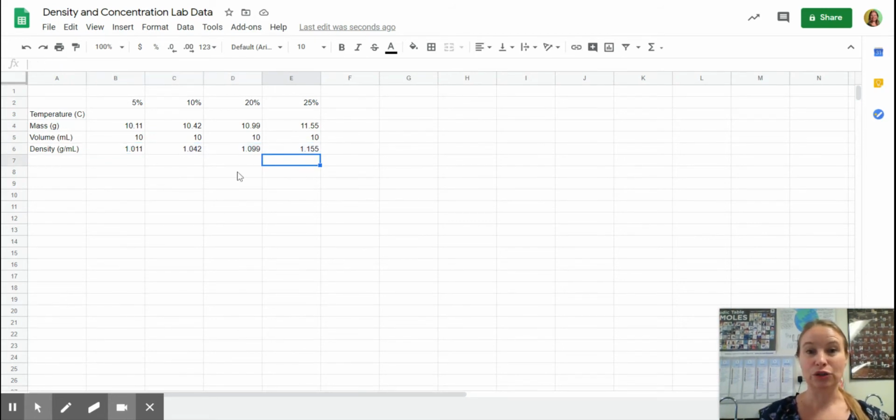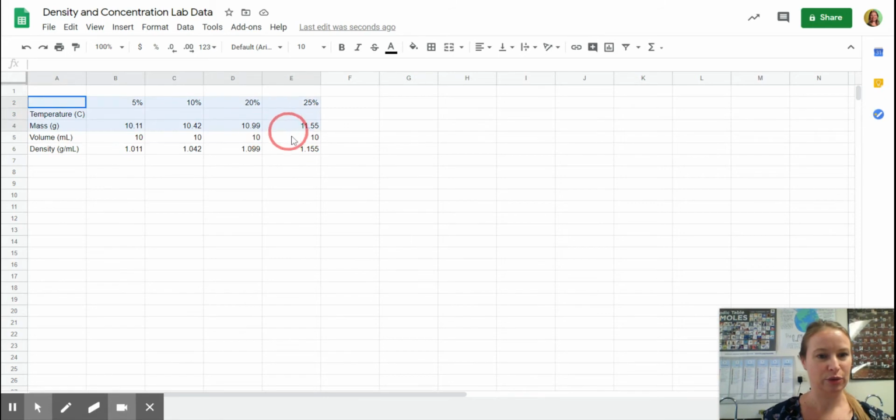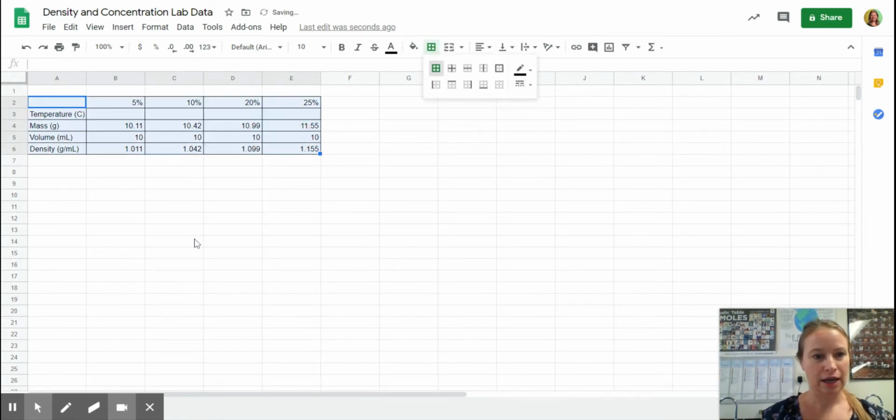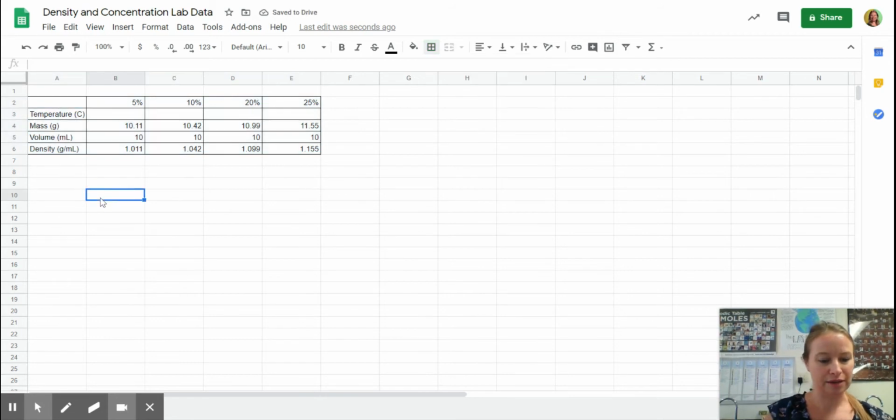Okay, we need to graph this data for the last part of the procedure. And we want, on the x-axis, the one that we are manipulating, which is the concentration. So I'm going to create another table. In fact, let me put in my grid lines here. And I'm going to create another table that has my x and y values. So I have concentration. I'm going to put the units because this is going to go into the table. Concentration in percent.